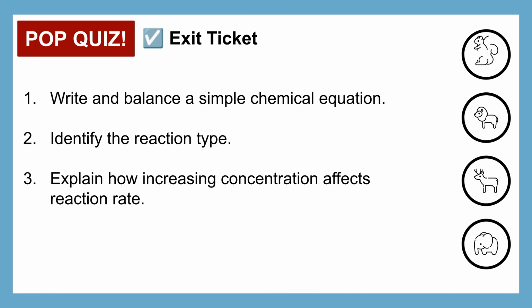To finish this lesson, you will complete an exit ticket with 3 questions. First, write and balance a simple chemical equation. Second, identify the specific reaction type of your equation. Third, explain how increasing the concentration of reactants affects the reaction rate. This exit ticket is your opportunity to show what you have learned today. Think of it as a final checkpoint to prove you are ready to move on.